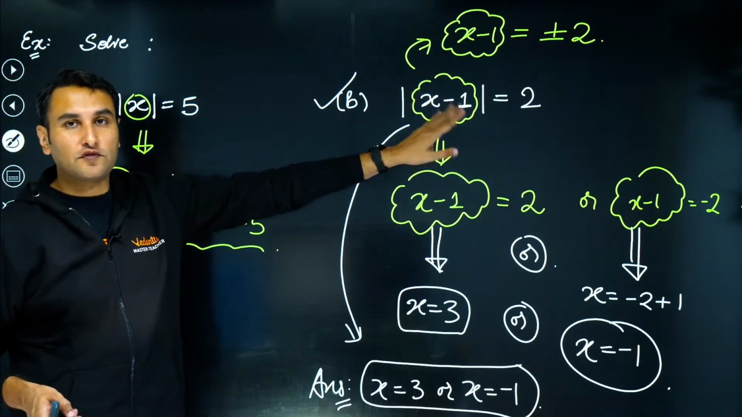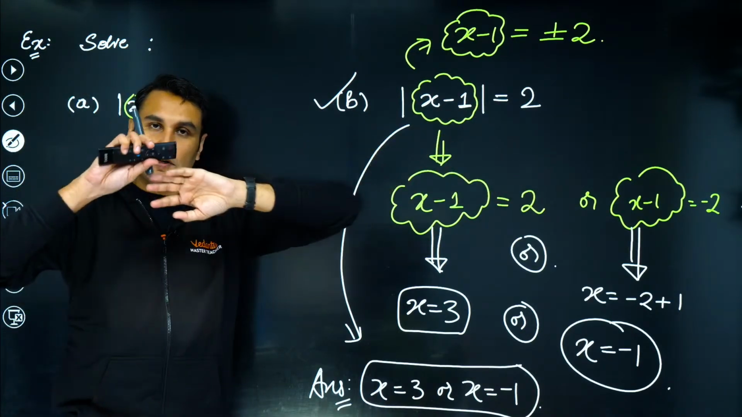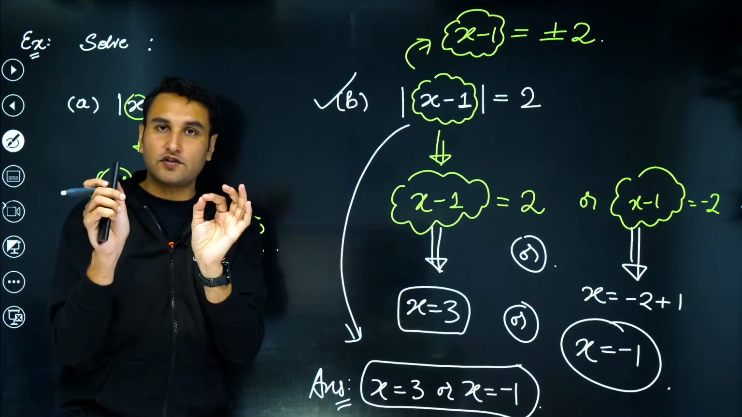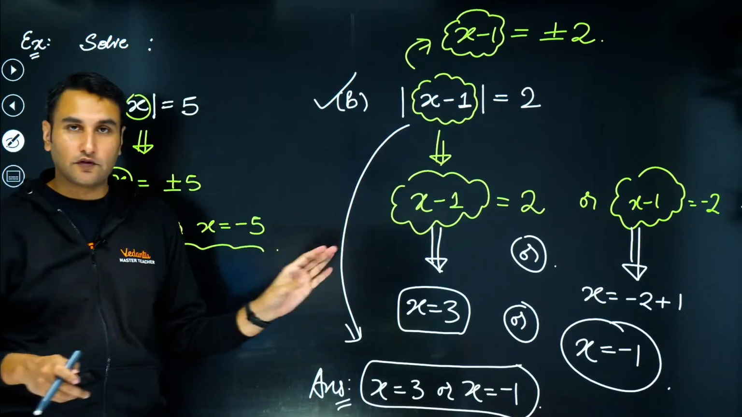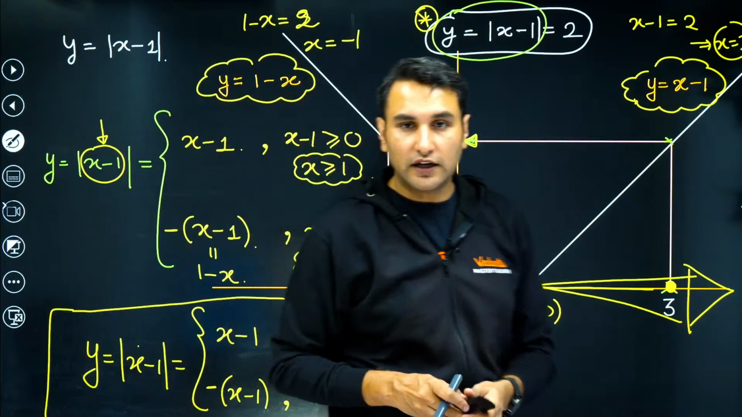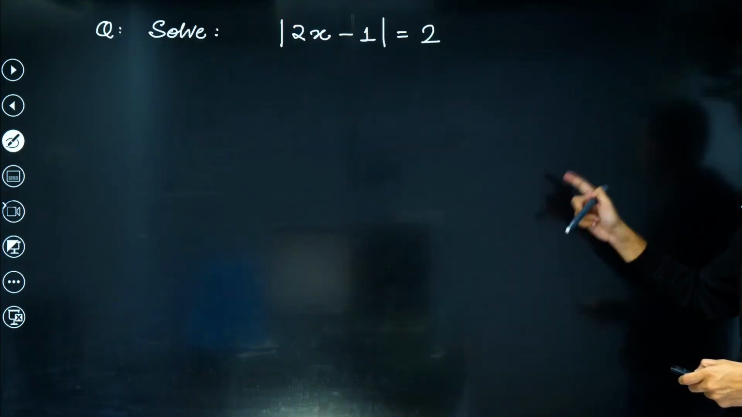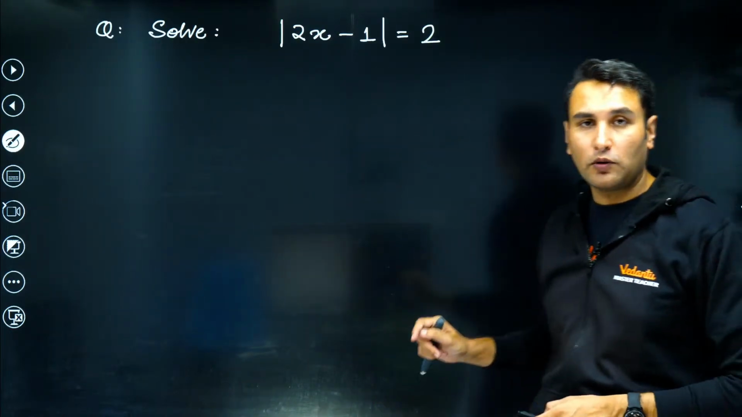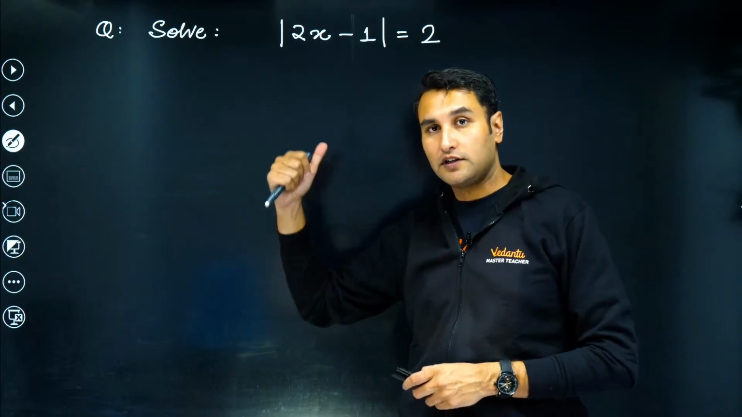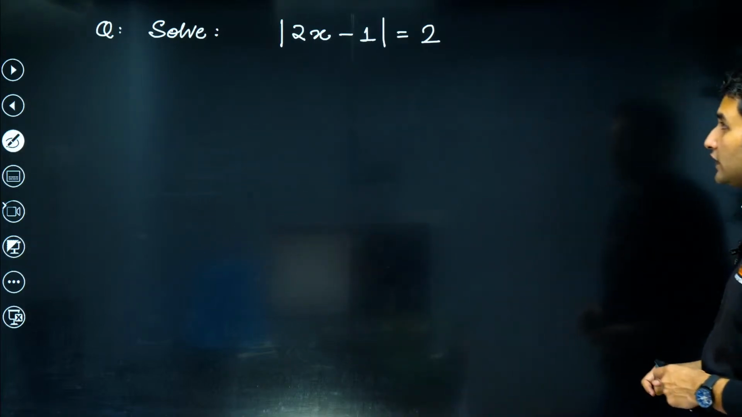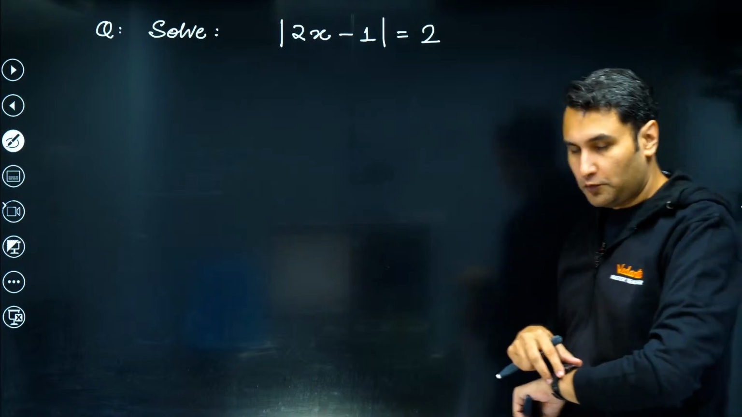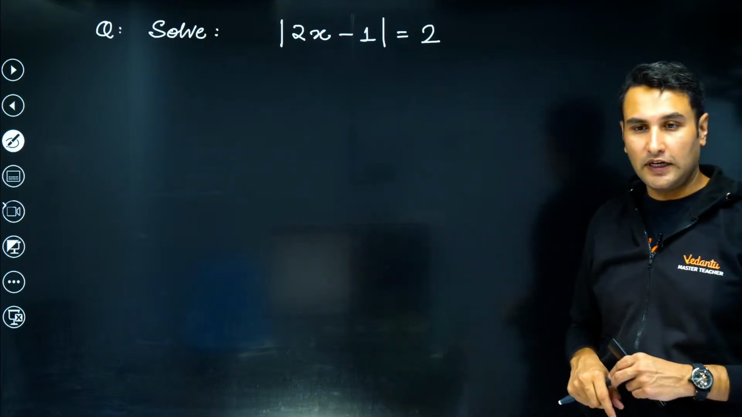Whenever we see modulus of something is equal to 2, we remove the modulus and say whatever was inside is equal to plus or minus 2. End of the story. Got it? Okay, now let's move ahead, but this is a very, very important concept. We'll use this in problem solving a few problems later. Okay, let's solve a few more problems. Should we do it? Yes?